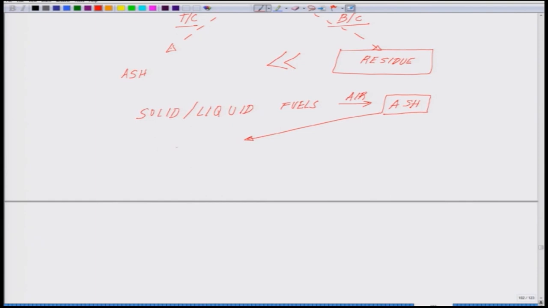So, there are three parameters it decides. One, how to handle the biomass, because if you have a lot of ash content, which is not good, you may need to follow a different route in terms of its conversion. Okay, step one. The second parameter it decides is what will be the processing cost which will be involved in it.